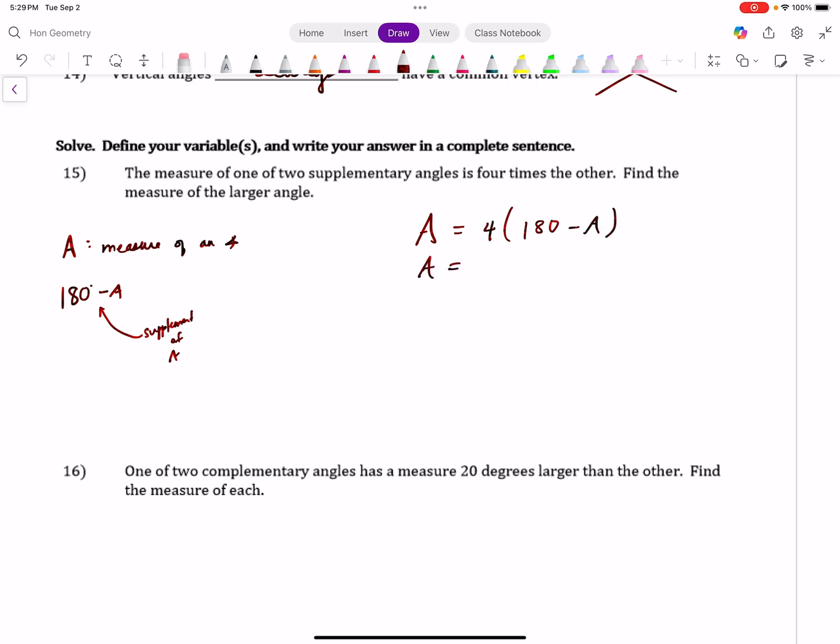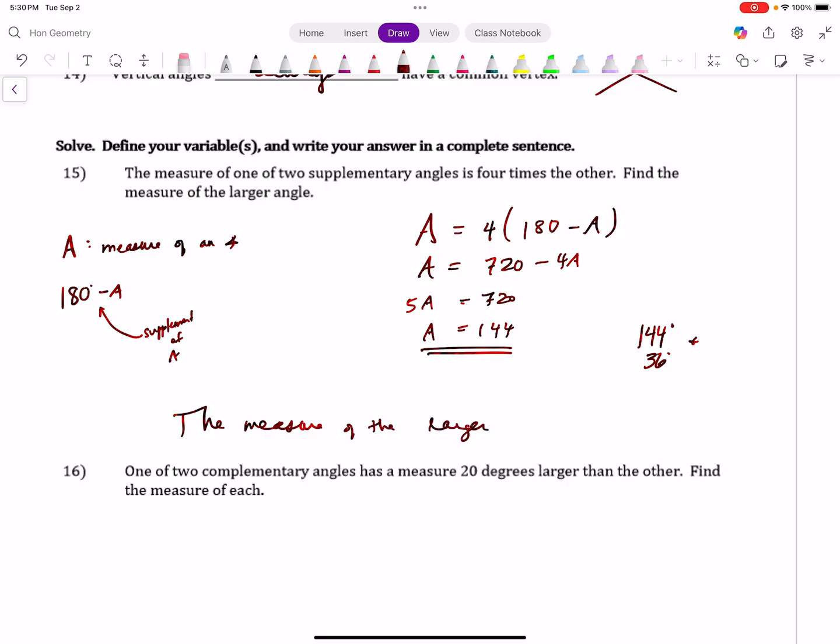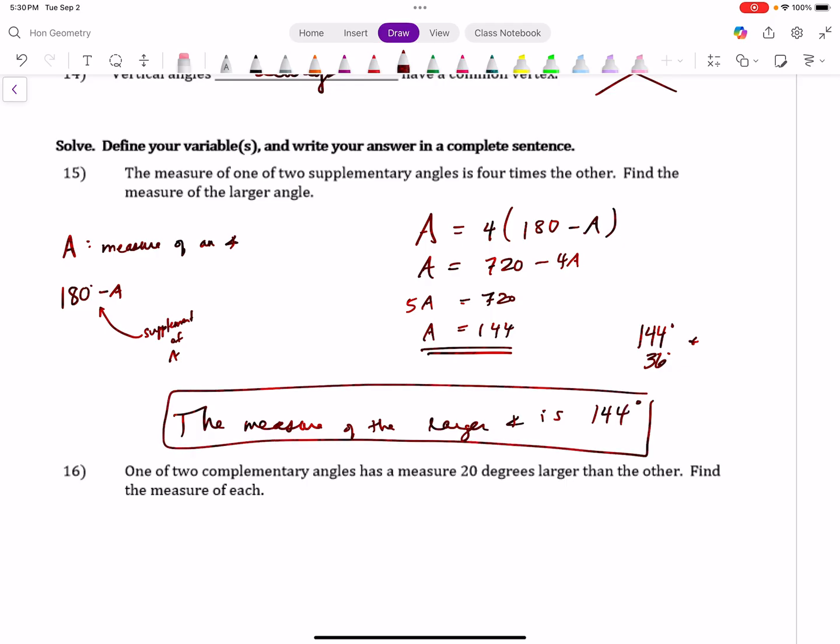So let's just distribute. That's going to be what, 720 minus 4A. We'll add 4A to both sides. We'll divide both sides by 5, 144. So one angle is 144 degrees big. Its supplement, therefore, is what, 36 degrees? So that's our two supplementary angles. And then find the measure of the larger angle. The measure of the larger one is definitely the 144 degrees. But I didn't know which one was going to be larger going in.